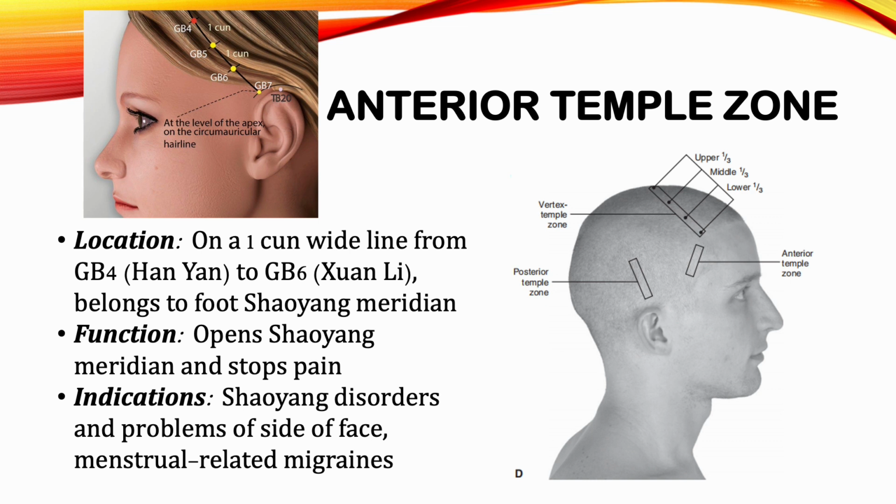Anterior temple zone. This zone is located on a 1 cun wide line from Gallbladder 4 to Gallbladder 6, and it belongs to the foot Shaoyang meridian. Opens the Shaoyang meridian and stops pain. Used to treat Shaoyang disorders and problems of the side of the face, as well as menstrual-related migraines.